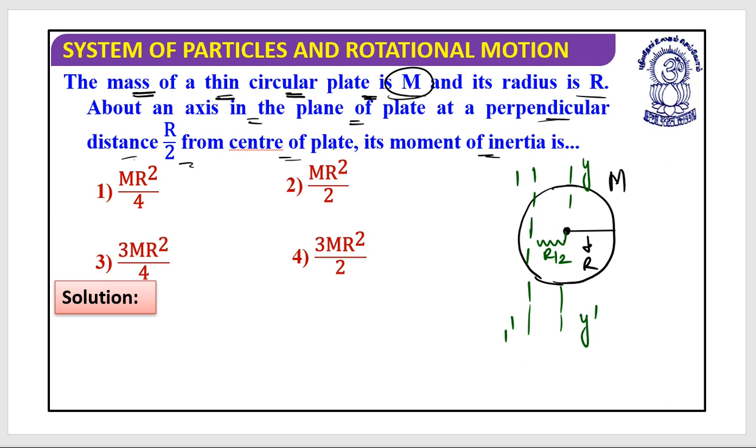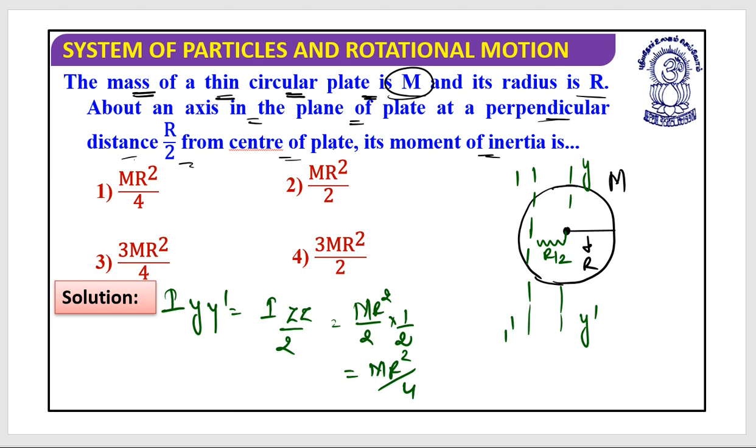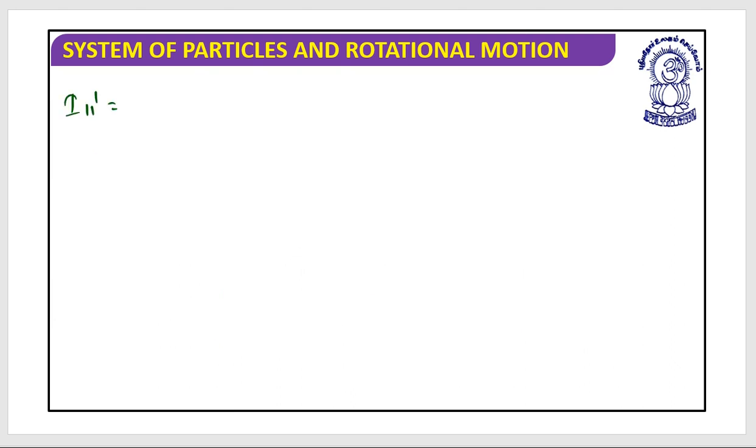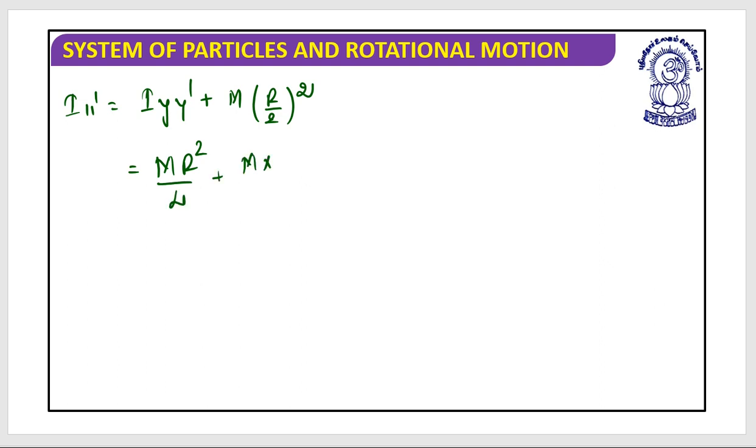How will you do this? So what I understand is I dash equals I z z by 2. I z z for a circular plate is mr square by 2, and half of that is mr square by 4. So this is I dash. What I required is I11 dash, which is I dash plus m into r by 2 whole square. So I dash is mr square by 4 plus m into r square by 4. This equals 2 mr square by 4, which is mr square by 2. This is I11 dash. I hope you got this.